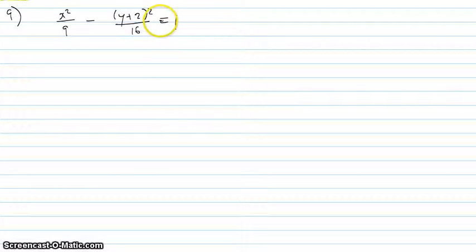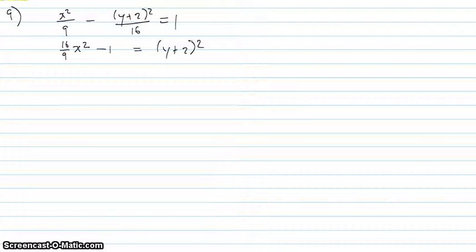Okay, well first of all, remember I'm starting with the equation x squared over 9 minus (y plus 2) squared over 16 equals 1. What happens if I rearrange that equation to make y the subject? Okay, well I would get 16 times (x squared over 9 minus 1) is equal to (y plus 2) squared.